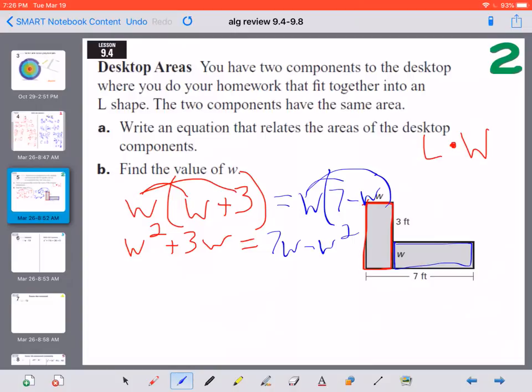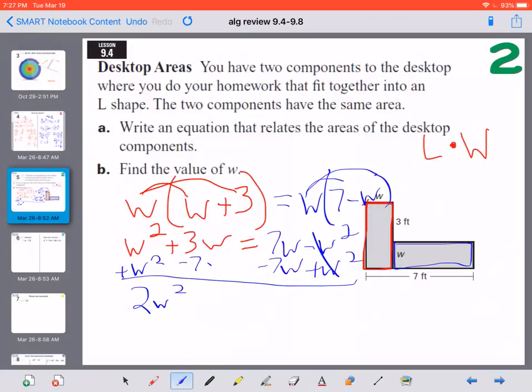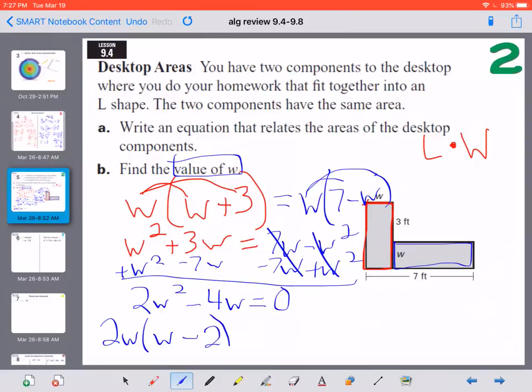So now I've got to combine what I can. I'm going to add W squared over here. So I'm going to get 2W squared. Then I'm going to subtract 7W and get negative 4W, and then what's left on this side is equals 0. Now this is what's going to help us to find the value of W. I see that I can take out 2W out of both of these, which is going to leave me with W minus 2 equals 0.